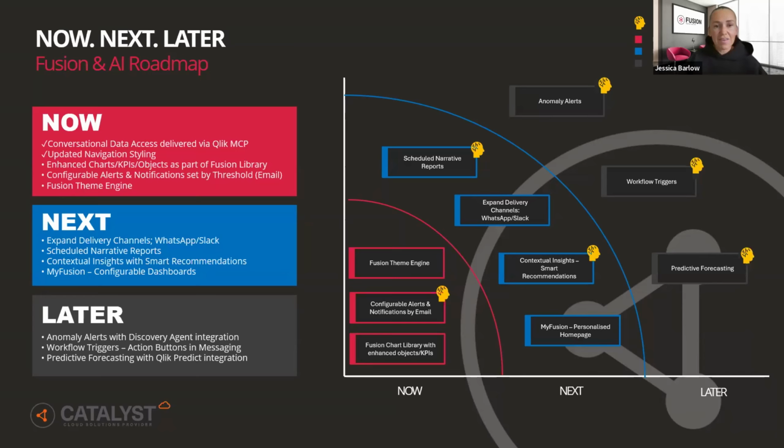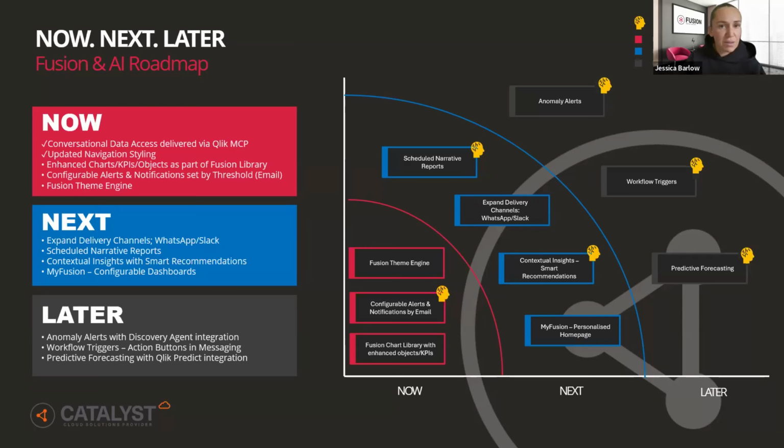And then finally, the later. And this is where the real shift from presenting information moves to actually influencing decisions. We'll start to introduce and look at anomaly alerts with the discovery agent available in Qlik. So instead of users spotting issues, Fusion will do that, and it'll surface them automatically when something just doesn't quite look right. We'll bring in workflow triggers with action buttons directly in those messaging channels. So if something needs attention, it needs action. It's not just an alert, but a direct path to physically be able to do something about it.